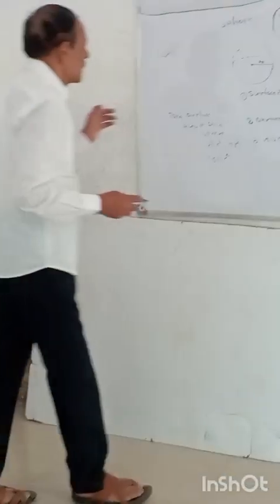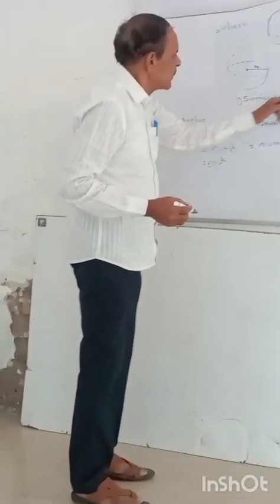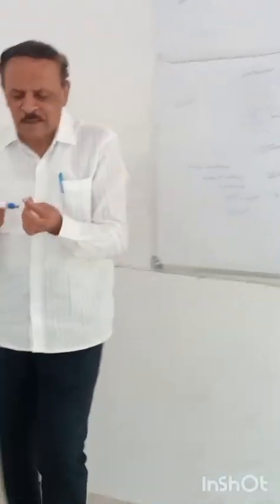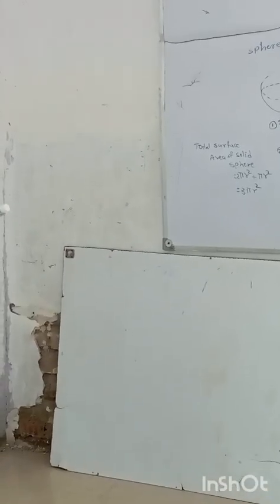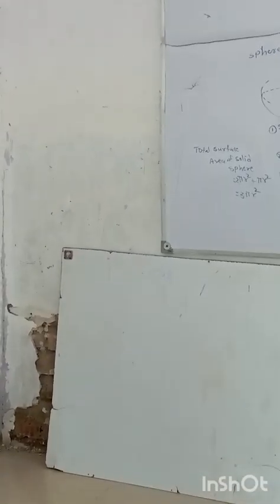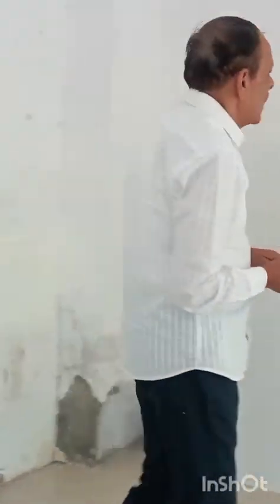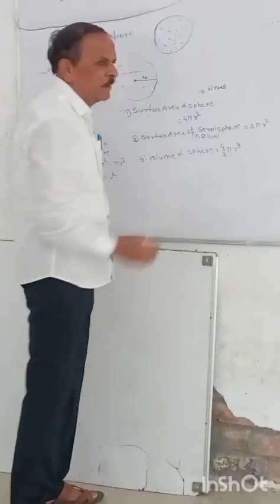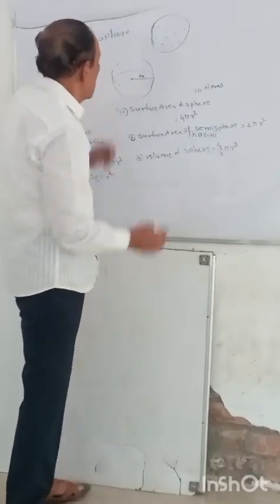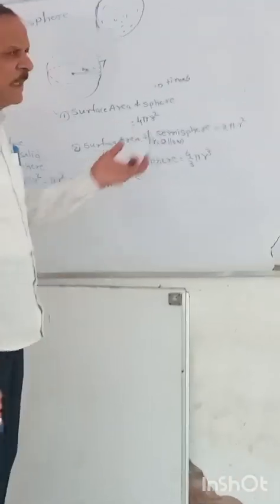Here we have the surface area of a sphere. Complete sphere means the area of this portion, the complete outer side area. That is called the surface area of a sphere. And what is the formula? The formula is 4 pi r square. Suppose r is 7. Very easily you can find it out.